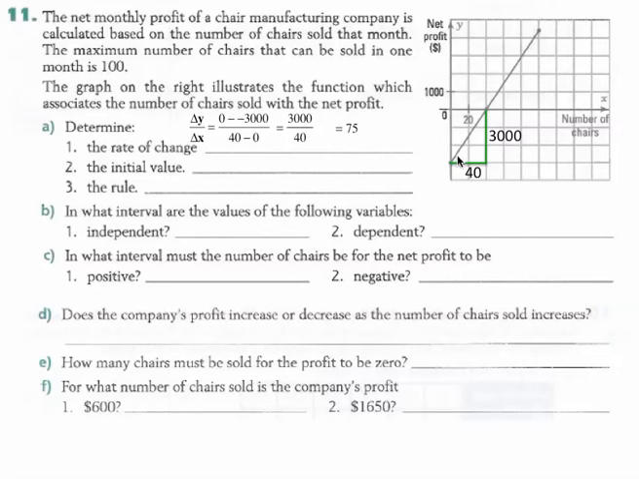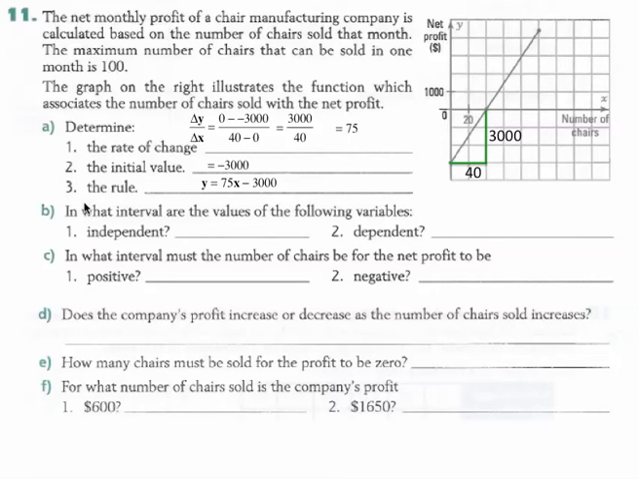Okay, the initial value is where it crosses the y-axis. It's also called the y-intercept. If this is 0 and that's 1,000, we're going up and down by 1,000, so that's negative 1, negative 2, negative 3,000. So the initial value is negative 3,000, and the rule is going to be y equals ax plus b, where a is the rate of change. So y is equal to 75x plus b, where the initial value is negative 3,000. So y is equal to 75x minus 3,000.